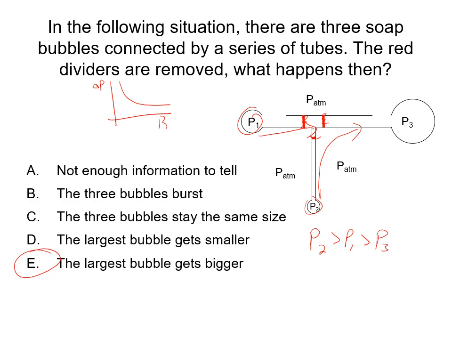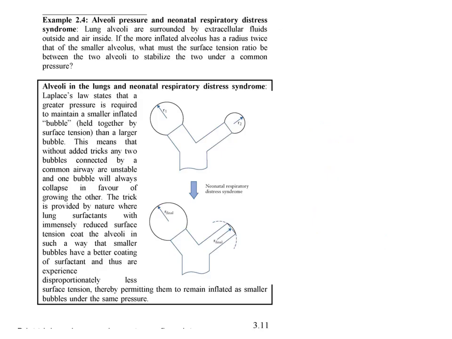And this is an important issue in neonatal respiratory distress syndrome. So basically what's going on here is our lungs have a mechanism for regulating the surface tension on the outside of our alveoli, so that when there are differences in the sizes of the alveoli, the higher pressure in the smaller alveoli doesn't cause all the air to rush into the larger alveoli.